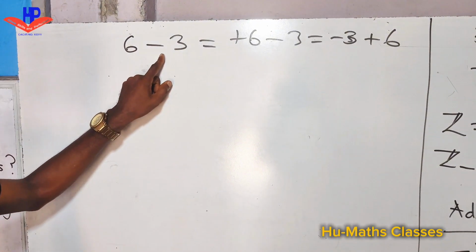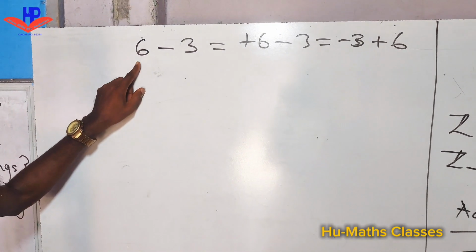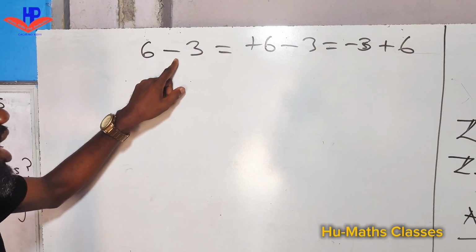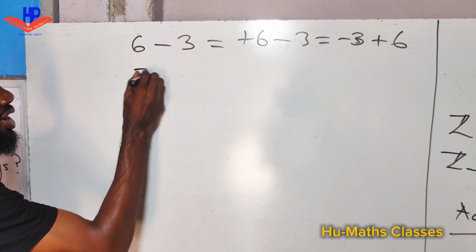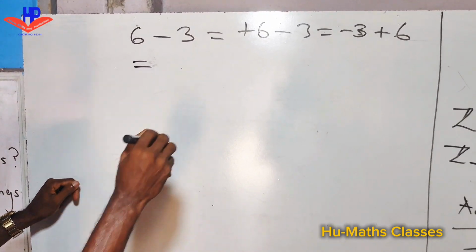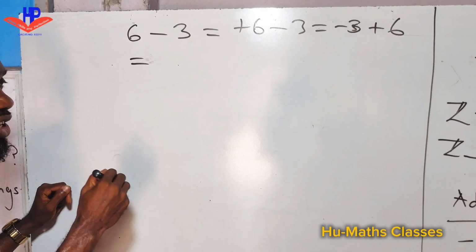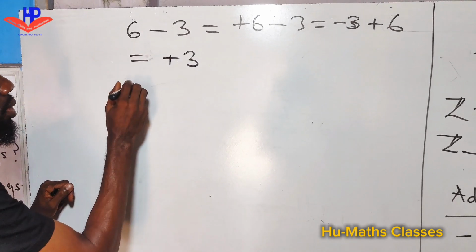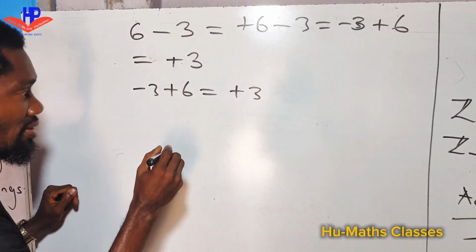You owe 3, and you have 6. If you owe 3 and you give out the 3 you owe from your 6, you're left with 3. And that 3 is not that person's own, because you finished giving the person what you owe. So the 3 left is yours, and because it is yours, your answer is plus 3. So minus 3 plus 6, the answer is plus 3.